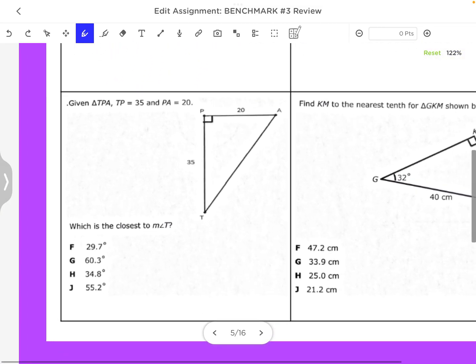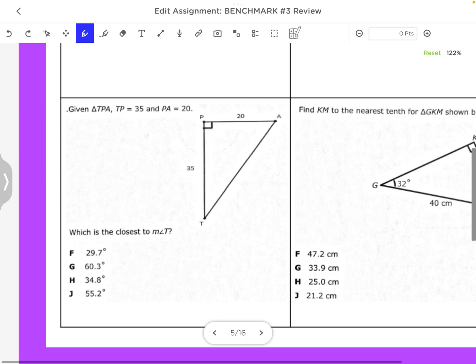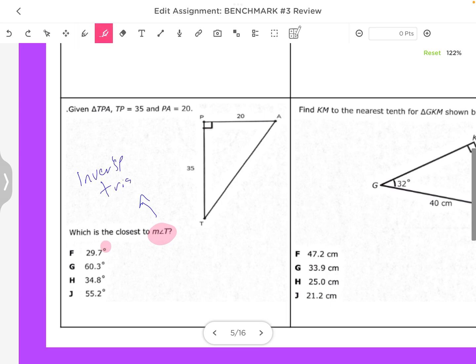Okay, keep it moving. See if you can get this one. All right, so this is given this triangle. TP is 35 and PA is 20. Okay, what's the closest to the angle measure, right? So this tells us inverse trig, right? And also because we see all these have degrees, right? That means it's an angle.